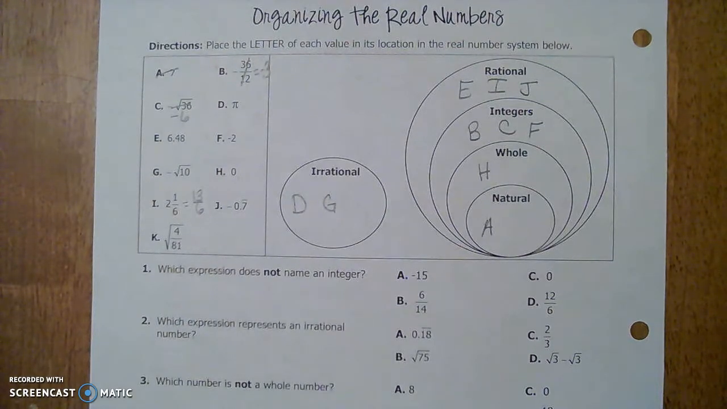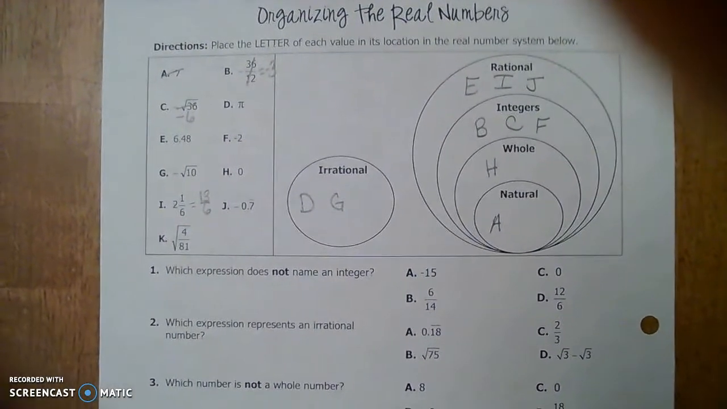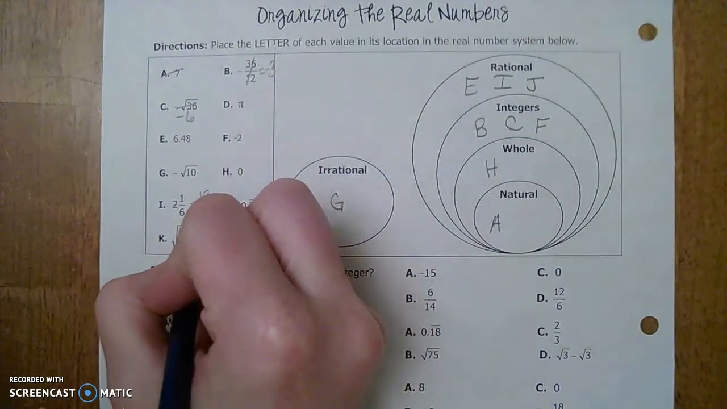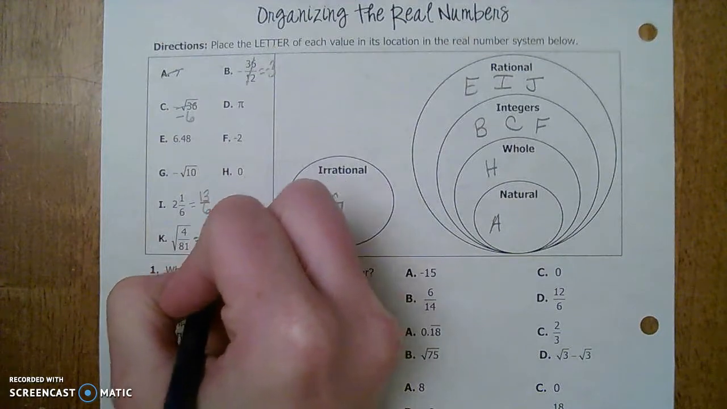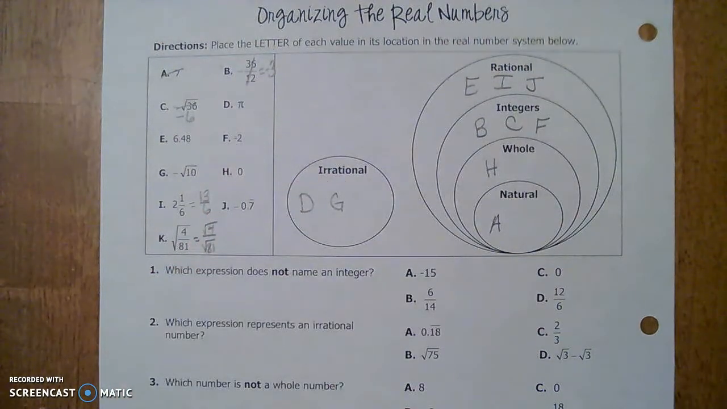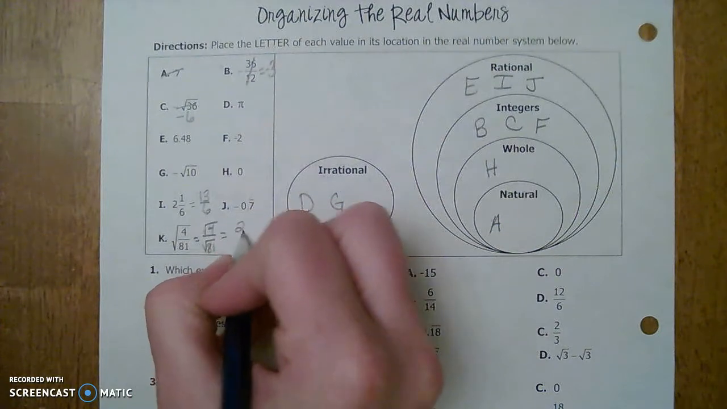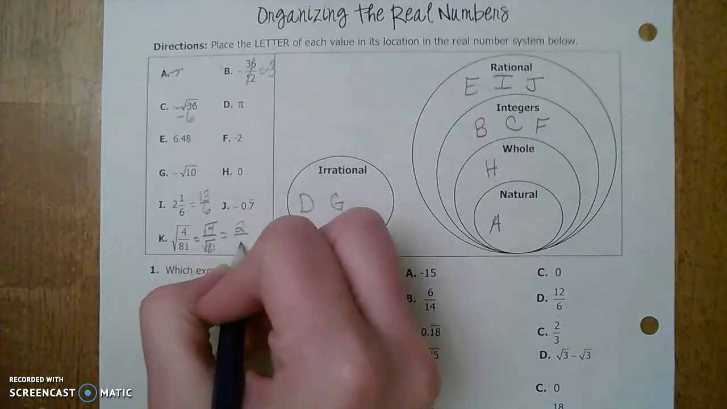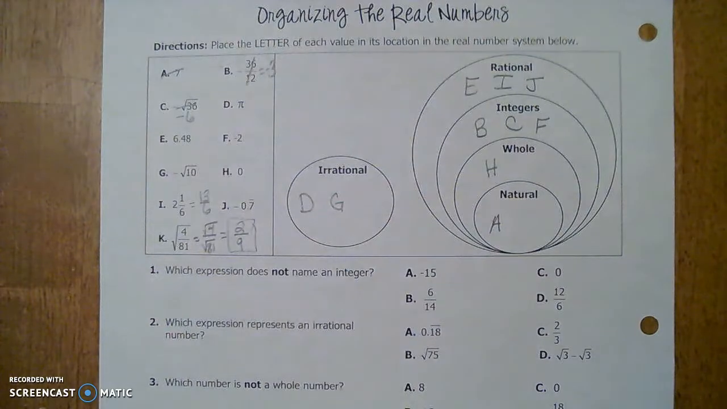Letter K looks a little bit scary, but something that you can see or know about square roots is that you can split this into two separate square roots. So what times itself is 4? That's 2. What times itself is 81? That's 9. So we really have the number 2 over 9, 2/9.